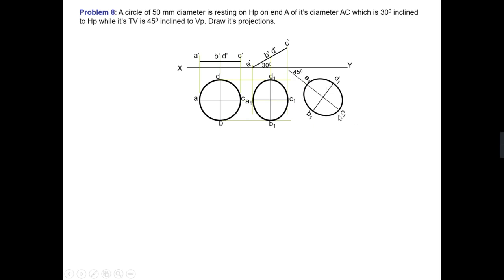After getting the line at 45 degrees, now your top view is inclined at 45 degrees with the vertical plane, and now I can draw all the points in the vertical direction from this circle and the horizontal direction from the front view of the line. So I will get the final front view of the circle like this.